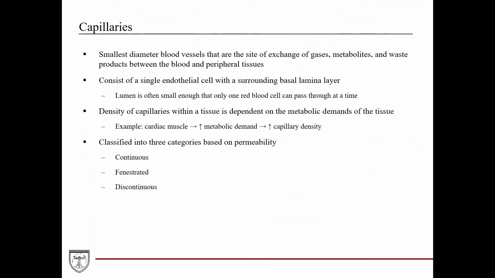So capillaries themselves, they're the smallest diameter blood vessels, and they're the site of exchange of gases, metabolites, and waste products between the blood and peripheral tissues. So if we draw a capillary bed down here, and then you obviously have the blood going through here, and then you have tissues here.